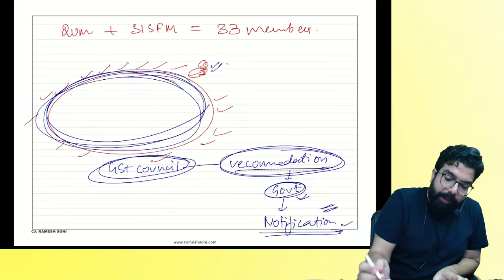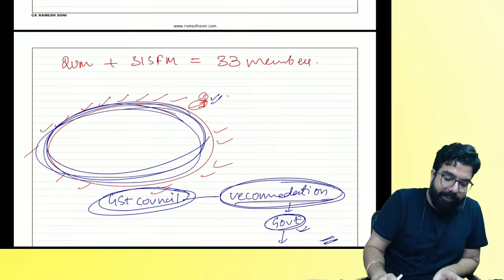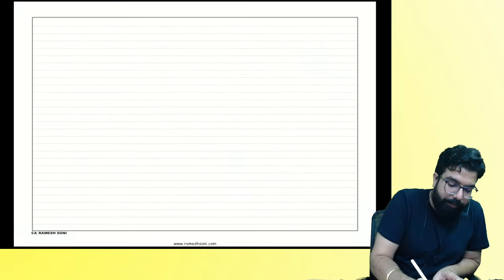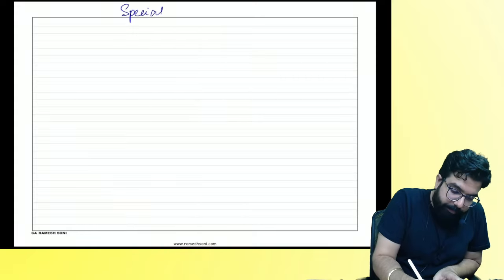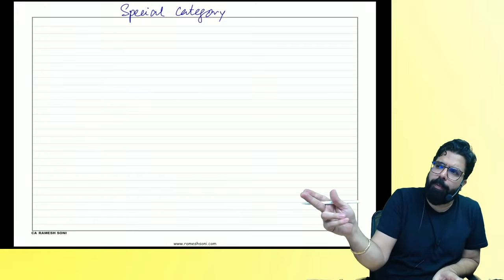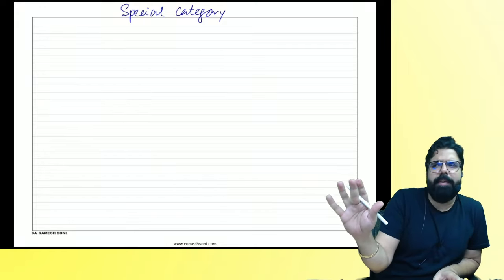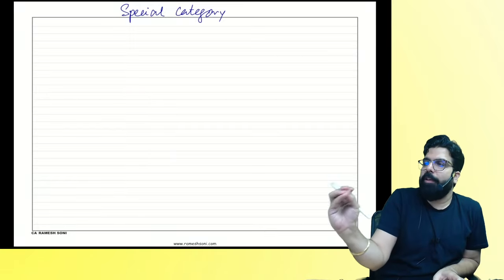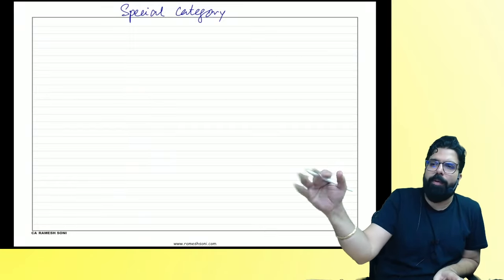Now, there are some states which are known as special category states. I want you guys to remember special category states. Very easy, Baba. Do you now remember HUMAN? You'll remember everything, don't worry. First time is always difficult. Second and third time, it will always be easy.